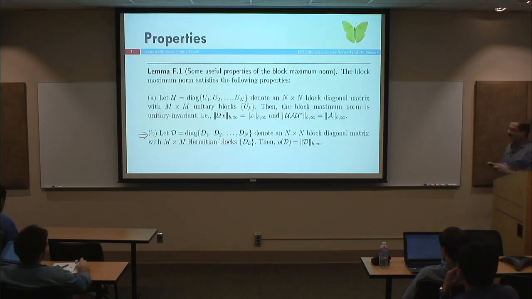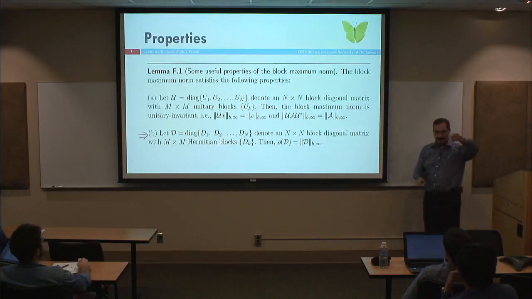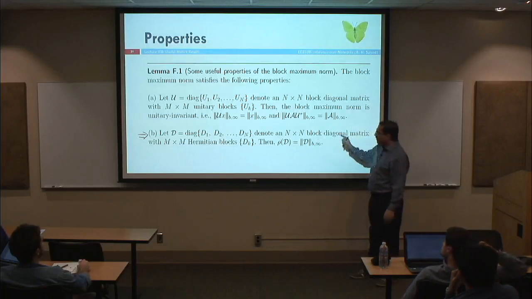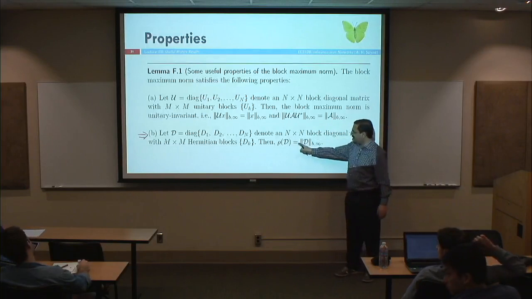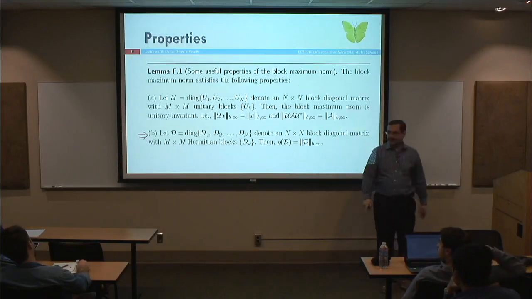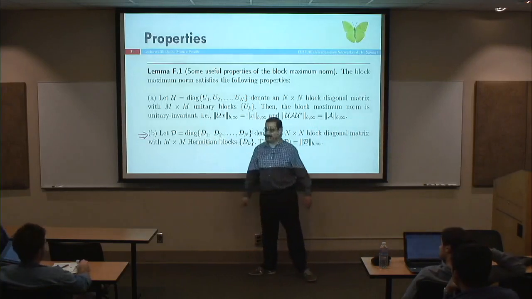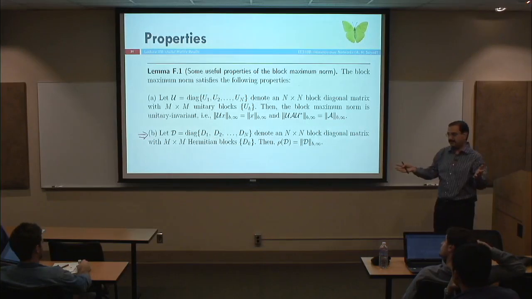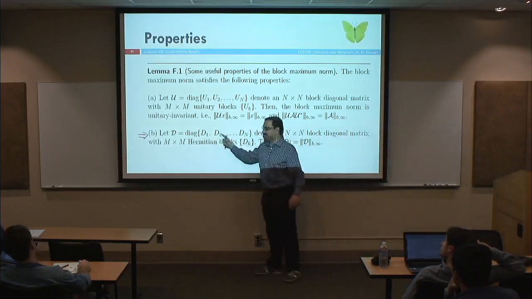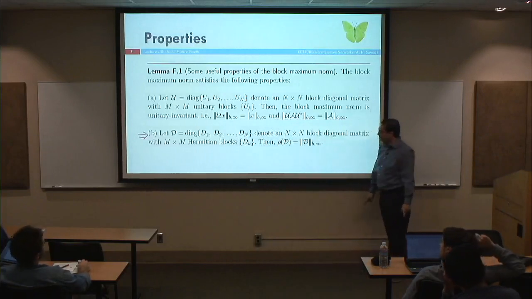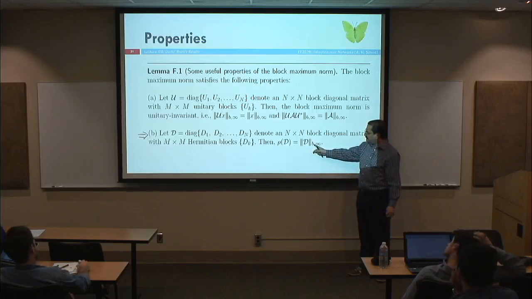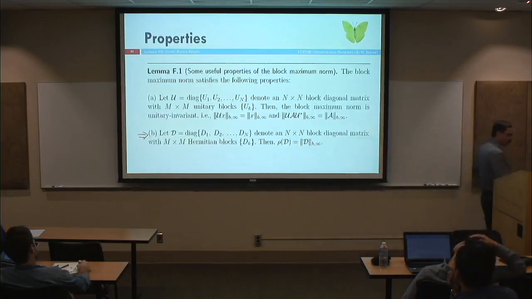What does B say? If I have a block diagonal matrix, so D1, D2, Dn are blocks on the diagonal, then the block maximum norm of D is the spectral radius of D. What is the spectral radius of this D? The maximum spectral radius among the individual spectral radii. Each one of these has a spectral radius, the max. So this is one property: the block maximum norm is the spectral radius of D, a useful property.